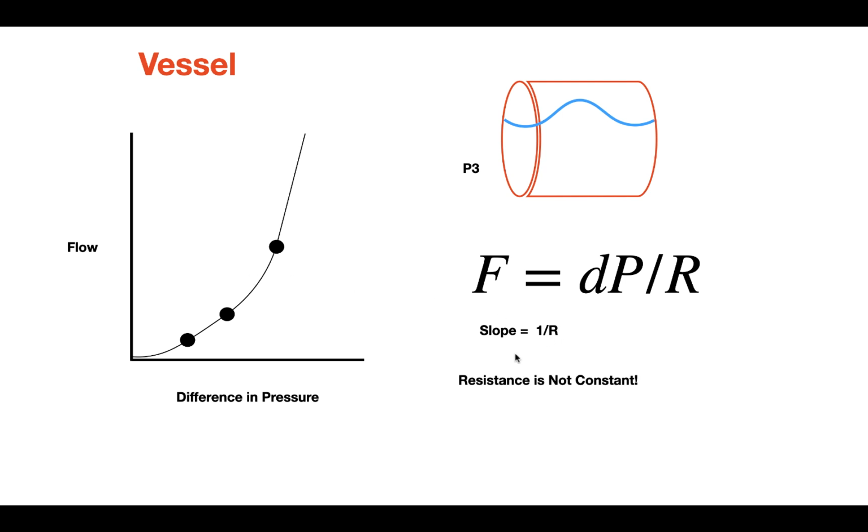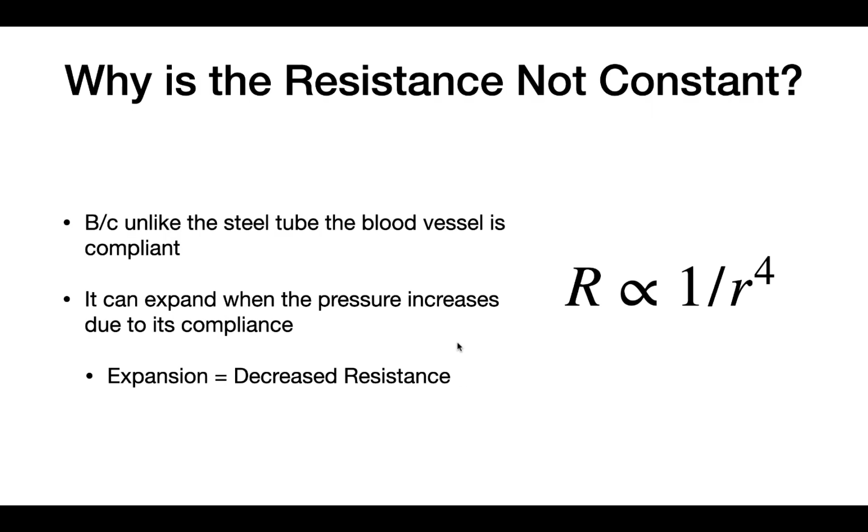So the resistance is not constant, and it's causing the slope to not be constant. So why is it that the vessel doesn't have a constant resistance? Why is the resistance changing as we're increasing the pressure inside the vessel? Well, it's because unlike the steel tube, the blood vessel is compliant, and this means that as the pressure increases, the blood vessel can expand.